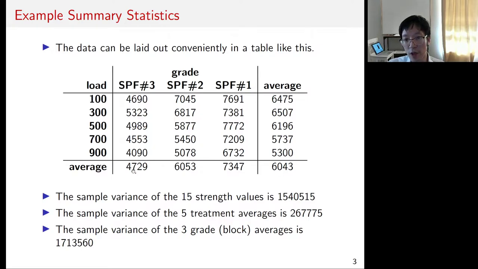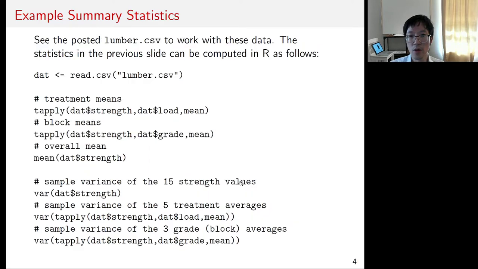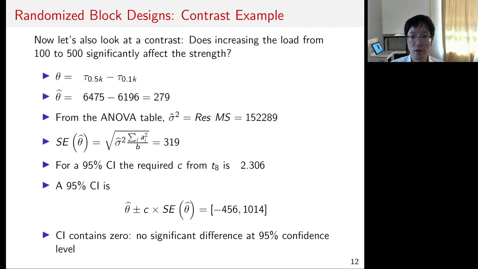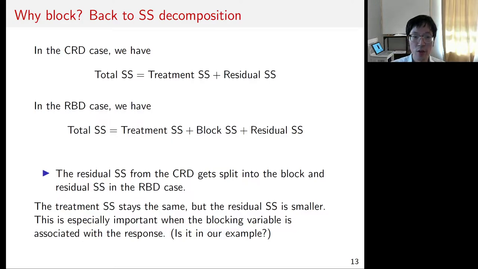In other words, if we did this analysis as a CRD, we would not be able to detect the differences between the different loads, because those differences would be completely obscured by the differences between the three grades. And that's the key point that I want to emphasize here. That's what blocking accomplishes for us. So yes, in this case, the blocking variable is strongly associated with the response, and therefore blocking here is crucial to be able to draw the correct conclusions from our data.